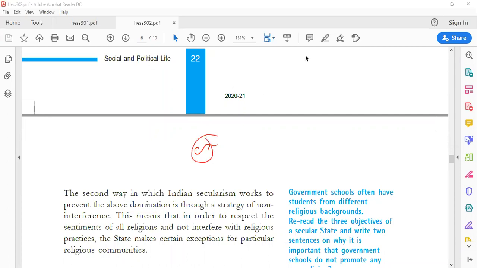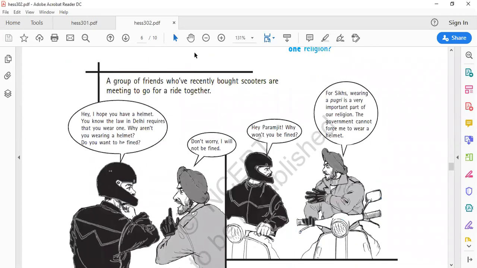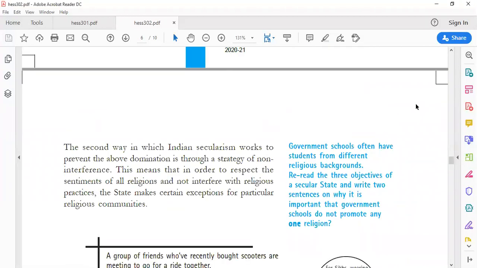What kind of exceptions? For example, look at this person here. Which community does he belong to? He belongs to the Sikh community. Now, this person is wearing a turban, not a helmet. Since the pagadi is a religious symbol of the Sikh community, they have been given respect, so he can ride a scooter without a helmet. This person cannot be fined for not wearing a helmet in India, because that is the type of respect the state gives to the Sikh community.